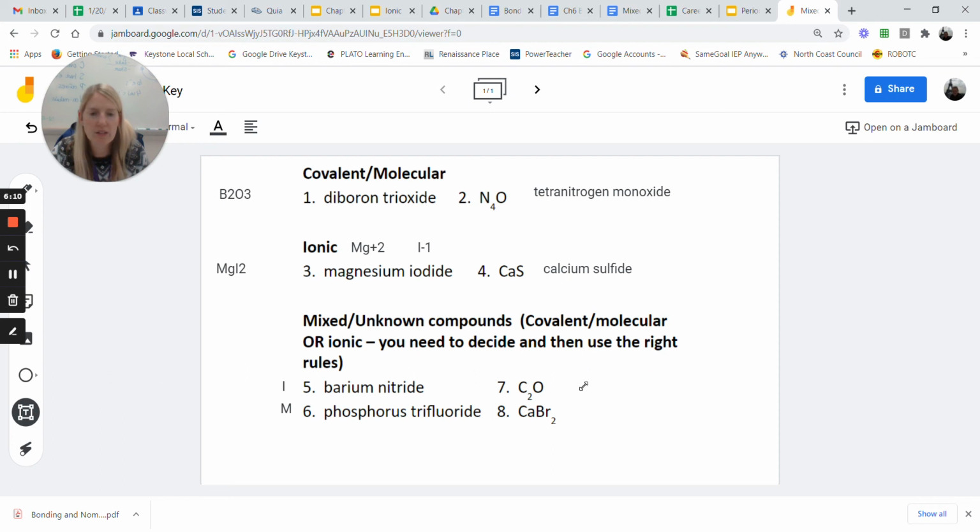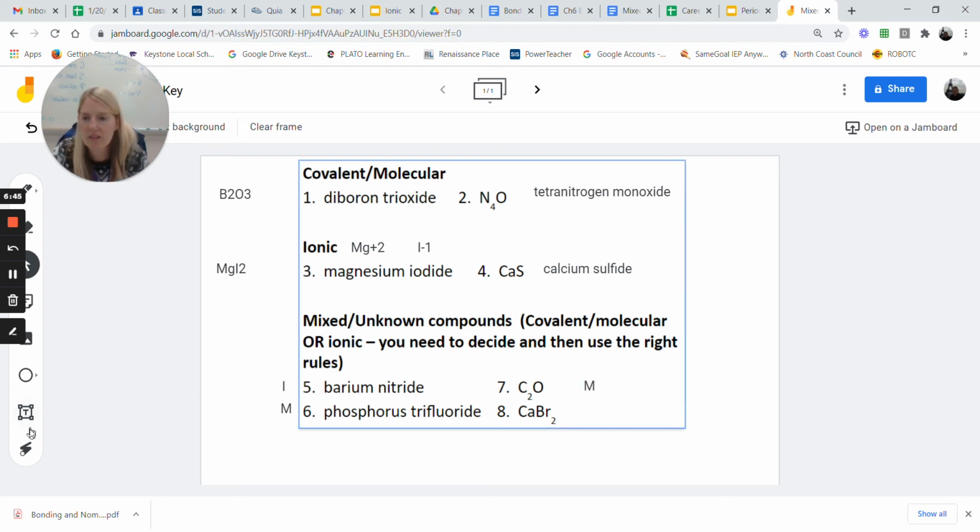Okay. On the other side, so I have C2O, so carbon and oxygen. In order to determine if it's molecular or ionic, I need to look at that first element and decide, is it a metal or a non-metal? So we have C, which is carbon. Carbon is a non-metal. It's to the right of the staircase on our periodic table. So since it's a non-metal, I'm going to deem it a molecular compound.